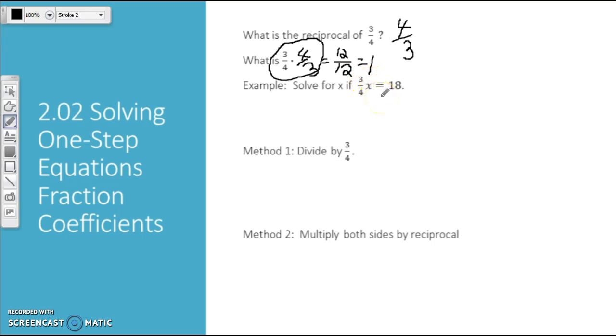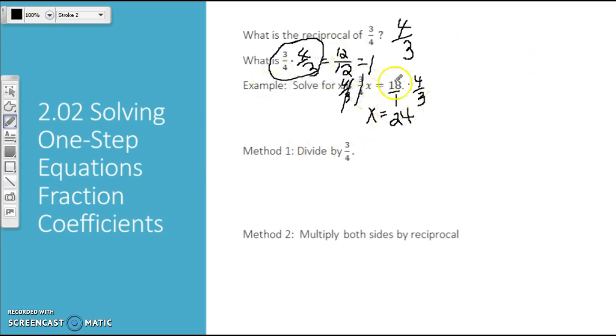So solve for x if 3 over 4x equals 18. So we're going to multiply both sides by the reciprocal of 3 over 4. And we know that when I multiply a fraction by the reciprocal, it equals 1, so I can cross those out. And now the way you can do this, I like doing it this way. 18 divided by 3 is 6. 6 times 4 is 24. Okay.